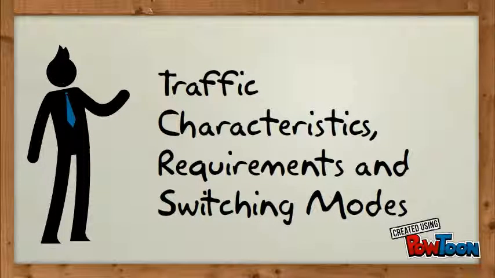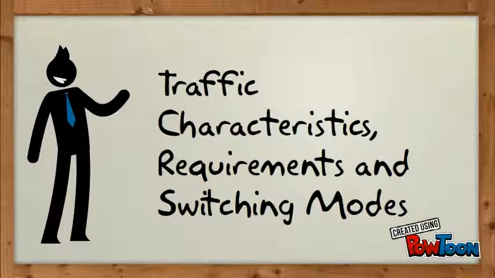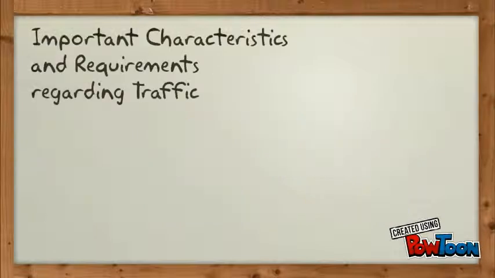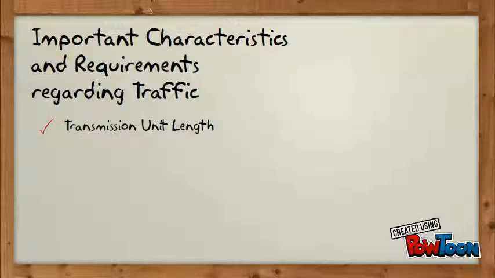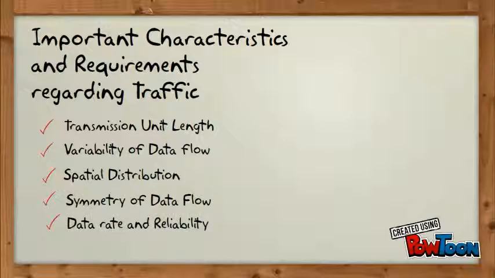In this short lecture, we'll be looking into the traffic characteristics, the requirements, and the switching modes of a switch. There are some important characteristics and requirements that we have to consider regarding traffic: transmission unit length, the variability of data flow, the spatial distribution, the symmetry of data flow, the data rate and reliability, and security and privacy.